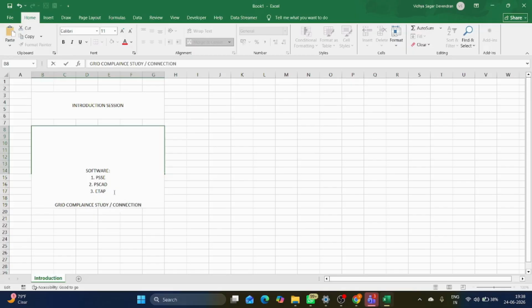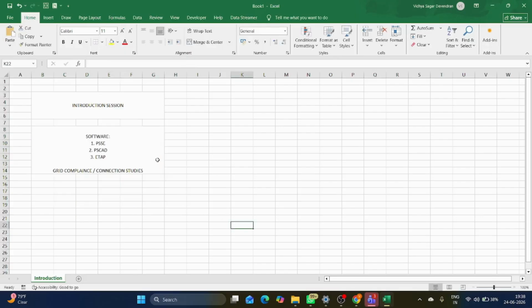Okay, grid connection studies. We are able to say grid compliance study or grid compliance or connection studies, anything. As per the grid compliance or connection studies, most of the utilities are going to expect PSSE and PSCAD. And some studies we are able to cover in ETAP also. So we can try to cover that, that's the thing we can do. So yeah, why do we need to do this grid compliance study?